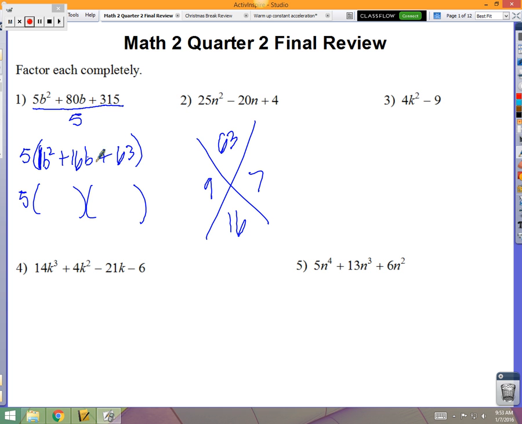And everything is positive, so these are both going to be positive. So then it's b plus 9 and b plus 7. And that is the factored version of this polynomial.